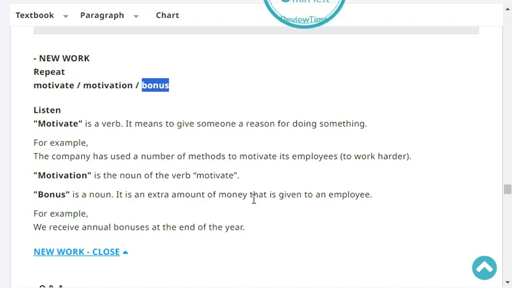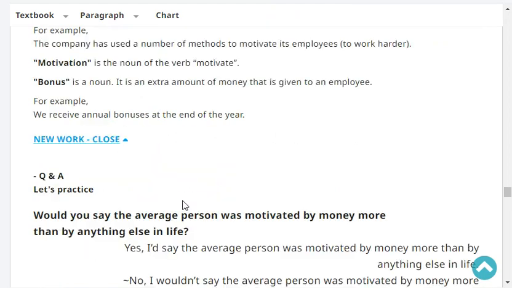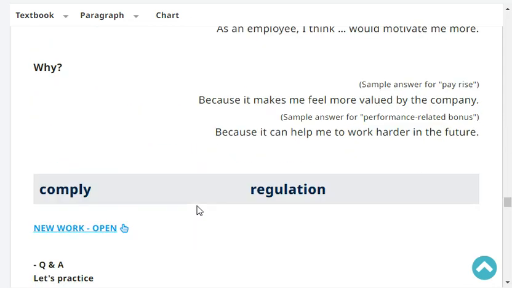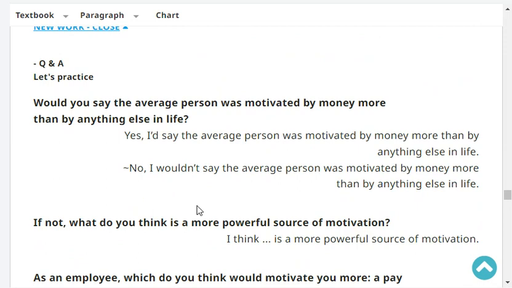Bonus is a noun. It is an extra amount of money that is given to an employee. For example, we receive annual bonuses at the end of the year. Okay, let's practice. Would you say that the average person was motivated by money more than by anything else in life? Yes or no? Yes, I'd say the average person was motivated by money more than by anything else in life. Very good.